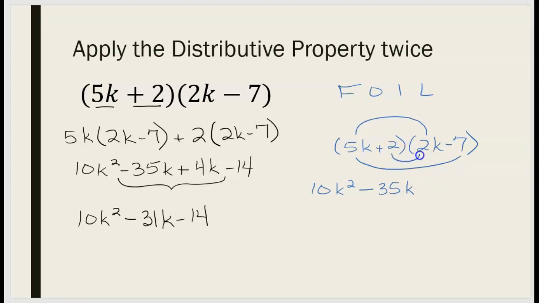Inner or inside terms, that means I'm going to multiply these two that are closest together on the inside of this whole thing. So 2 times 2 is 4, that's positive of course, and then we have that k being multiplied in there. And then I have my last terms, right? 2 times negative 7, negative 14. Again, I have some like terms to combine. And I get the exact same thing, okay?